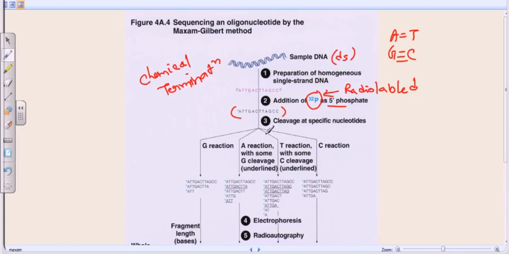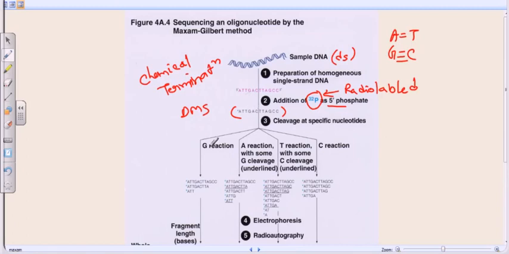In the Maxam-Gilbert process, the idea is to add certain chemical agents which will degrade and cleave certain bases out of the DNA. For example, if this is a single-stranded DNA and we add the chemical called DMS, or dimethyl sulfate, followed by piperidine, both chemical agents, added one after another, it will cleave guanine out of this DNA strand.